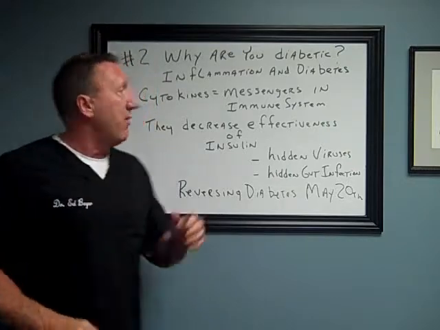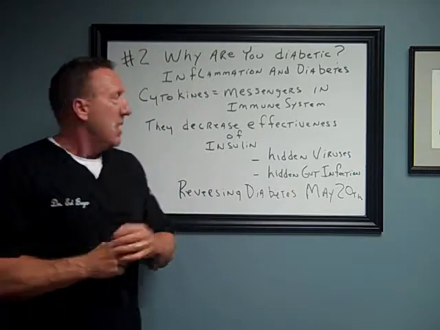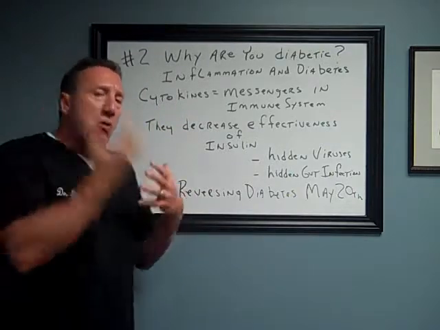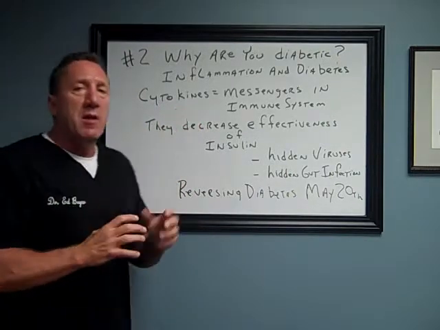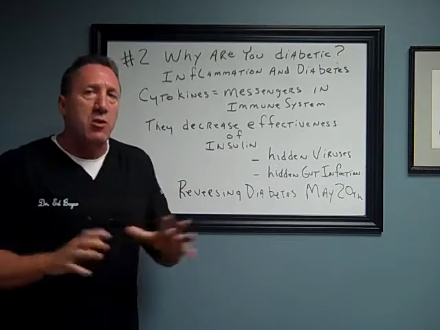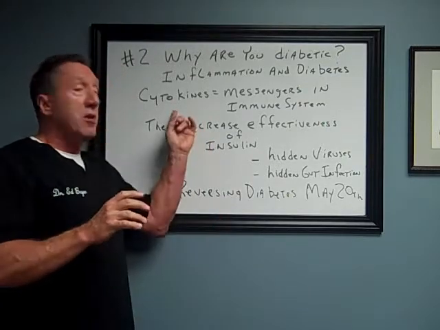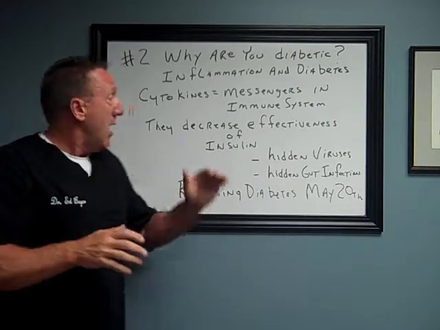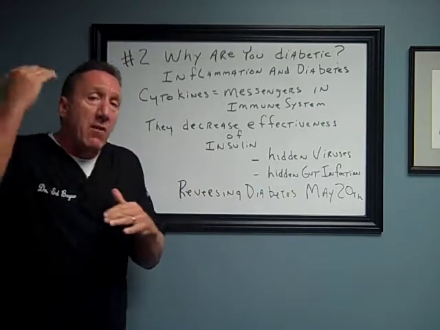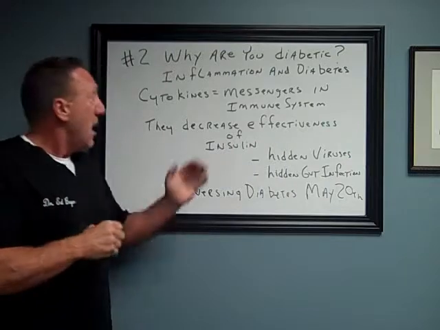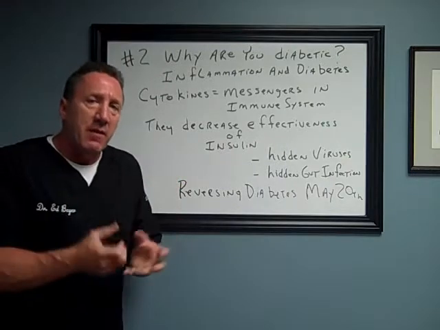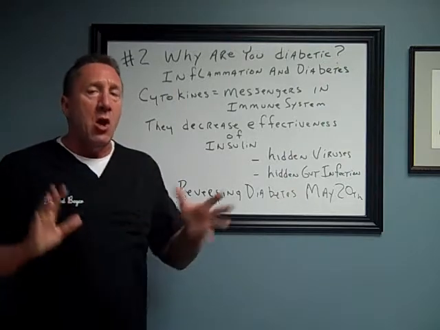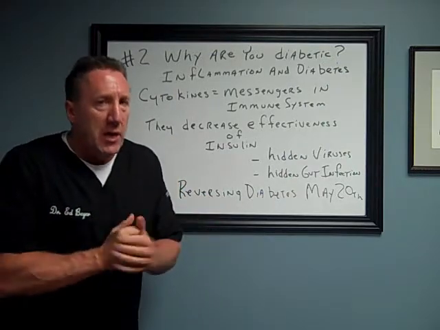Today we're going to talk about one of them, and that's inflammation. Inflammation means an immune activation. When you have an immune activation, what's going to happen is the messengers, the protein messengers in your immune system, these are called cytokines, are going to be elevated, okay? And what cytokines do, when they're elevated due to an immune activation, they are going to decrease the effectiveness of insulin.